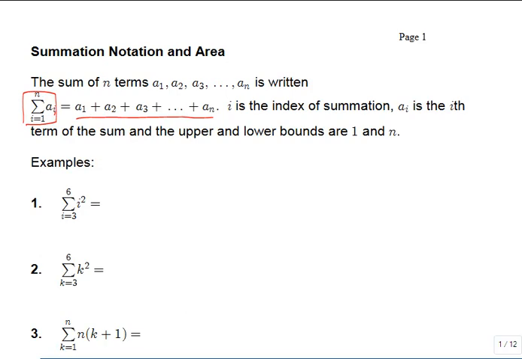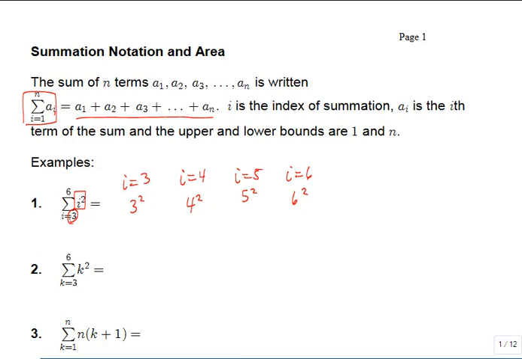So if I wanted the sum as i varies from 3 to 6 of i squared, we're going to start by letting our very first i be 3, that's this lower bound, and we're plugging it into this formula, i squared. So that would become 3 squared. If i was 4, then when I plug that into my formula, I get 4 squared. When i is 5, I would get 5 squared. And when i is 6, I would get 6 squared.